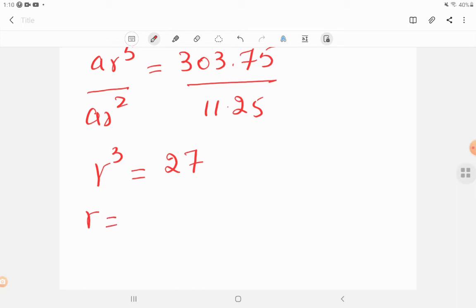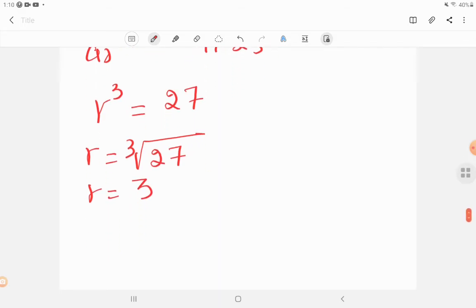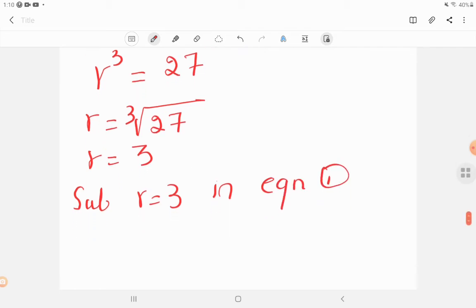So what will be R? When you take the index to the other side, it becomes the cube root. You find the cube root of 27, which gives you 3. So the common ratio is 3. Now we have to find the first term. Substitute the value of R in any one of the equations, either 1 or 2, whichever is easier for you. You get the same answer.